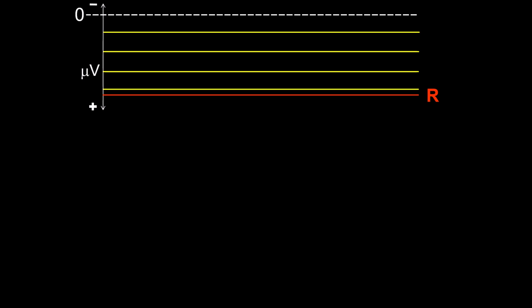In this question, as in the previous one, all the voltage lines are below the zero line, thus all are positive. The reference line is the most positive since it is the furthest line from the zero line, thus it represents the maximal positivity.